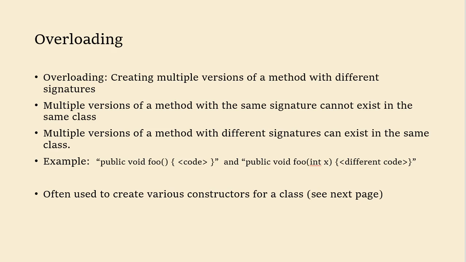Now, what do I mean by signature? Remember, the signature is the name and the input parameter list. So I can have public void foo and then some code for that method, and I can have public void foo int x with some code for that method, and that's fine because when I call foo, I'm either going to call it with the empty parentheses or with an argument inside the parentheses, and the Java virtual machine can always determine which version of that method I'm calling. That's overloading.